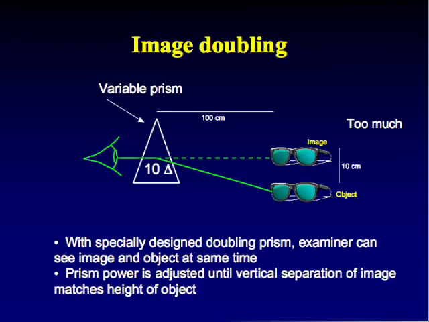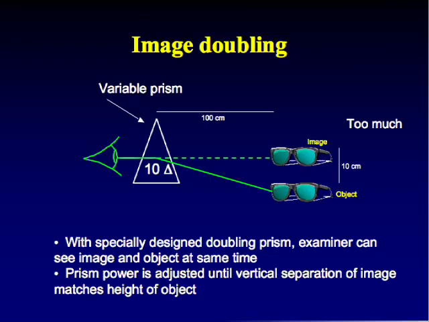So remember the definition of a prism diopter: at 100 centimeters, a 10 prism diopter prism will displace the light by 10 centimeters. So in this case, we have a pair of sunglasses and a 10 prism diopter prism. And if we can work it to where we can see both the object and the image at the same time, then we'll see that they're separated by 10 centimeters.